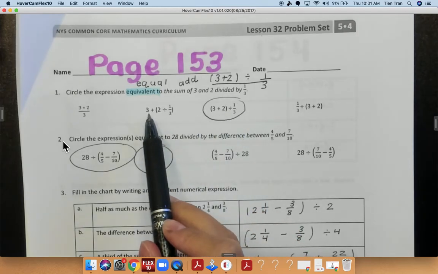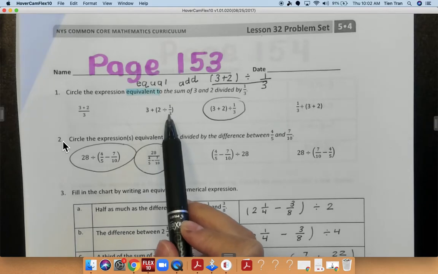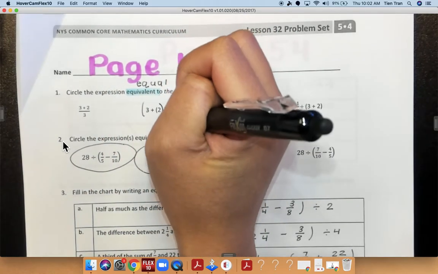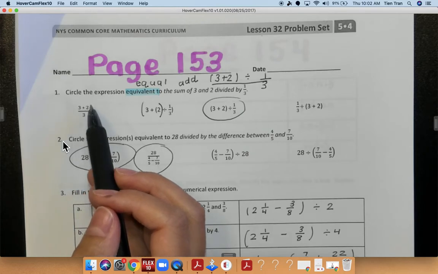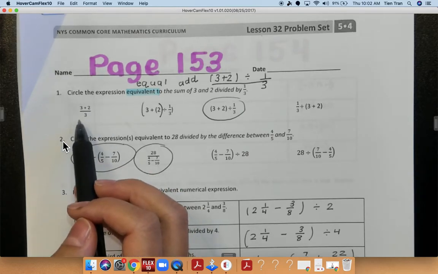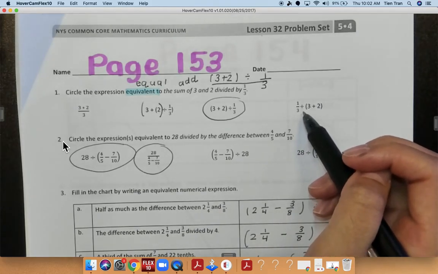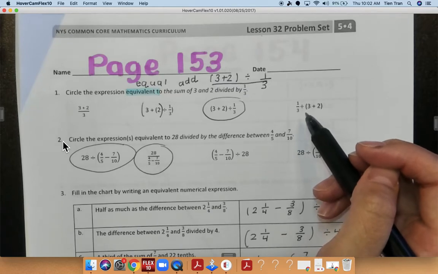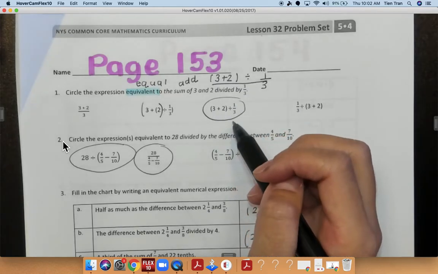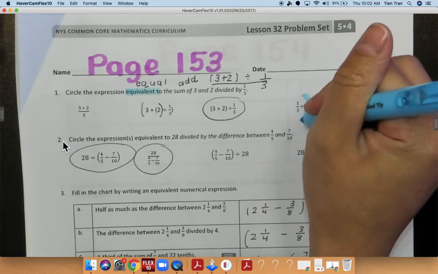This one is incorrect because it doesn't say you have the sum of 3, but you don't have the sum of 2. 3 and 2 needs to go together in order to make it correct. And this one is the sum of 3 and 2, and then they divided by 3, which is incorrect. And over here we have 1/3 divided by, which can change the entire problem. So in this case, this is the only one that is correct. So these two are incorrect. I'm going to cross it out.